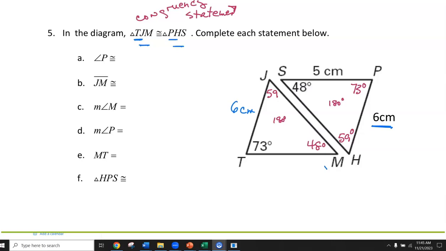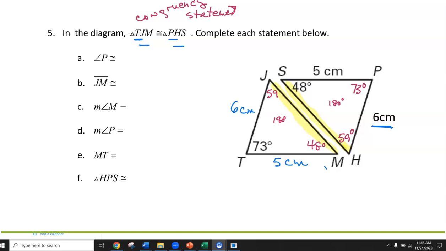Okay, first and last. TM has no value, equals PS. Oh, it does have a value. So that means this guy has to be 5 centimeters. We know nothing about this length, and you can't assume anything. I know that those two lengths are equal to each other, but I have no idea what it is. Okay, now let's go and look at the questions and see if we can answer them.